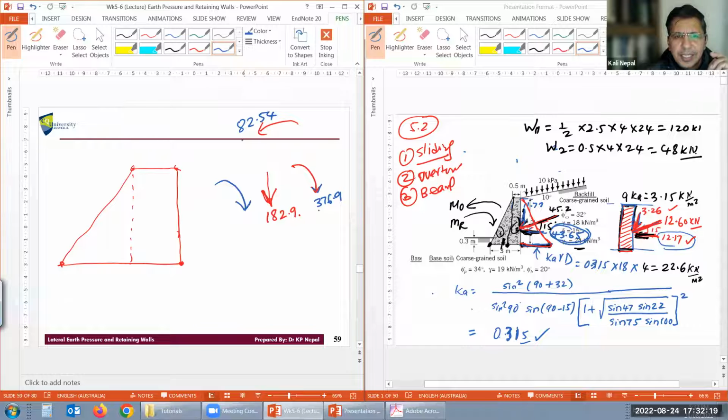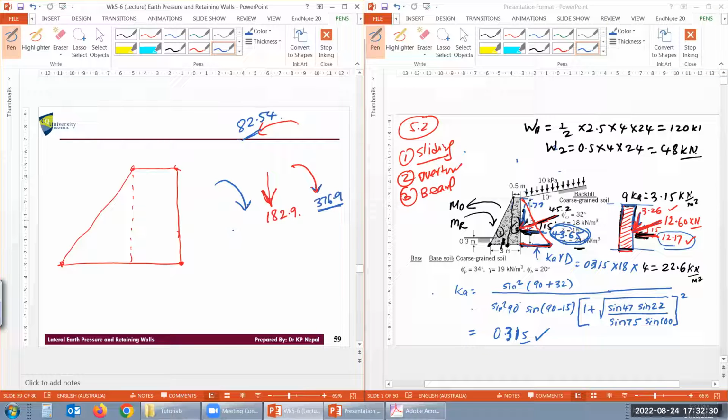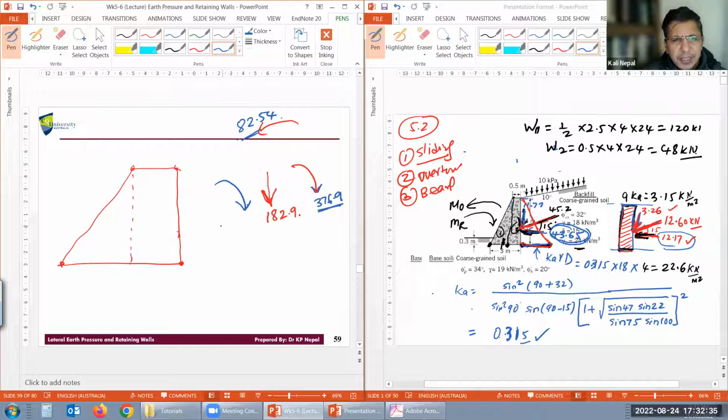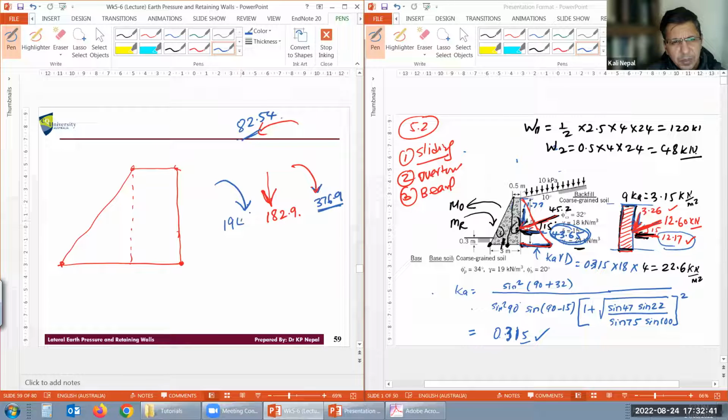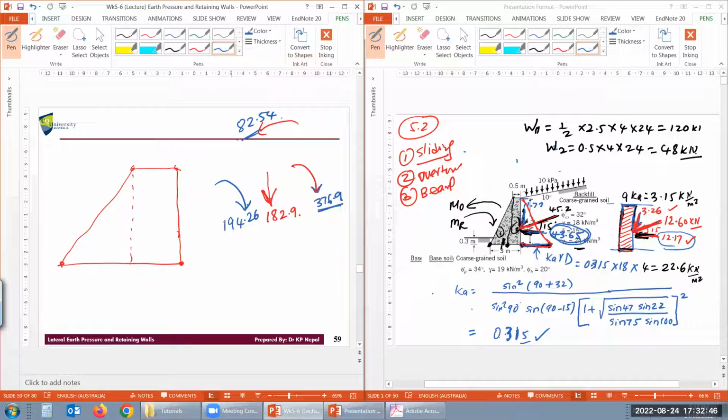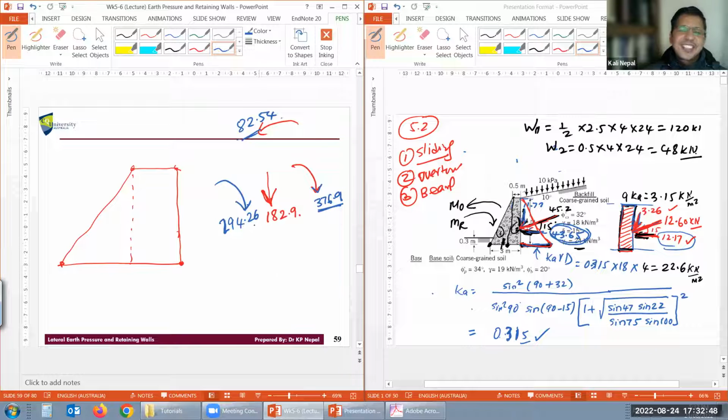How much is the difference between these two? That's what I need for eccentricity. Can you calculate that? The 376.9 take away 82.54. 294.26, is that correct? All right, okay. So that's the vertical force.